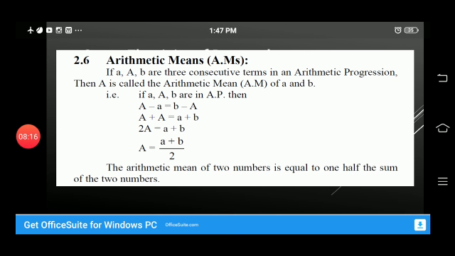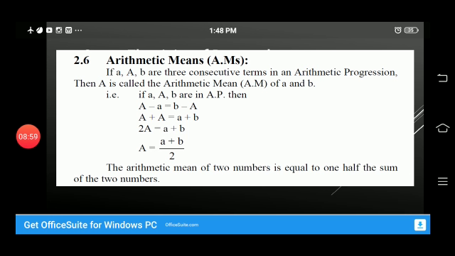Arithmetic means. If a, A, b are three consecutive terms in an arithmetic progression, then A is the arithmetic mean of a and b. It says that if there are just three terms, then the middle term is the arithmetic mean. So if a, A, b are in arithmetic progression, we are going to prove it with the formula: A minus a is equal to b minus A. A plus A is equal to a plus b. 2A is equal to a plus b. So A is equal to a plus b over 2.